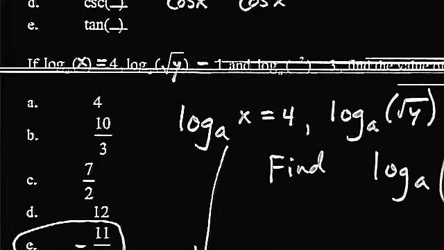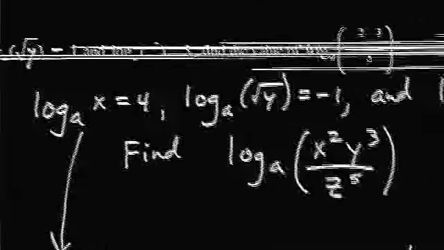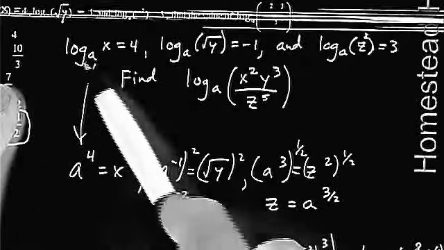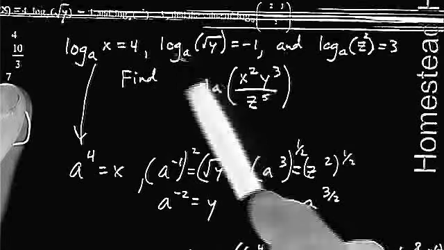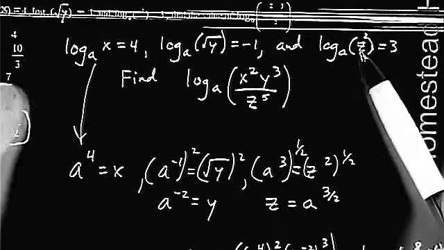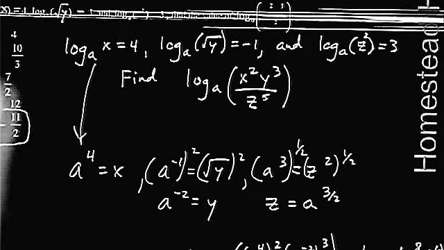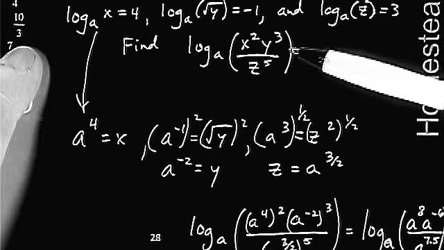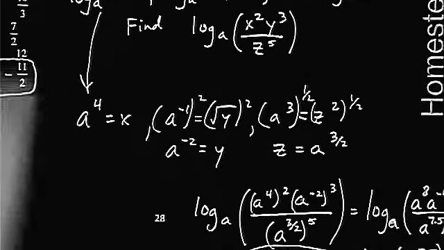Okay, yes, this very, very ugly looking thing. So here's the work. Okay, so I've got log base a of x is equal to 4, log base a of the square root of y equals -1, and log base a of z squared equals 3. Find log base a of z squared y cubed over x to the 5th.